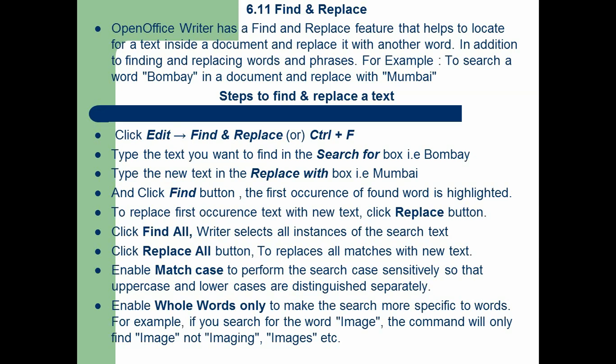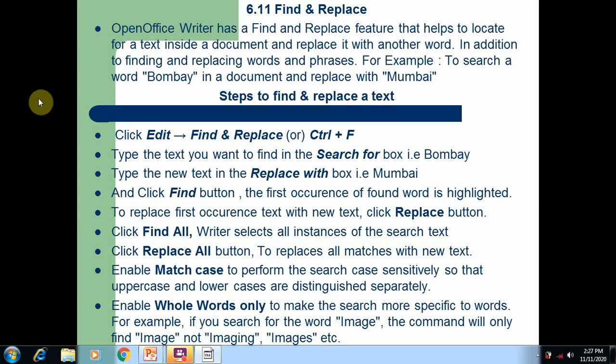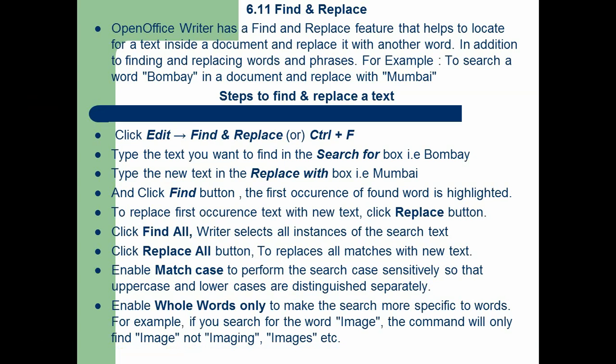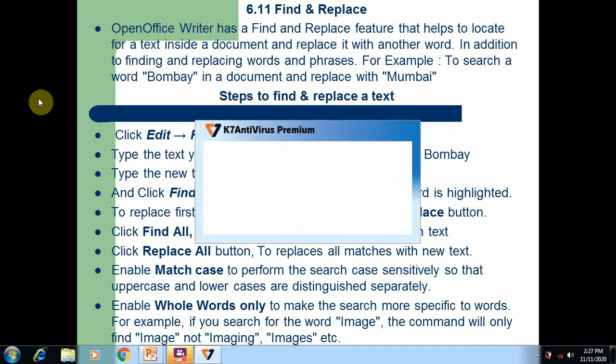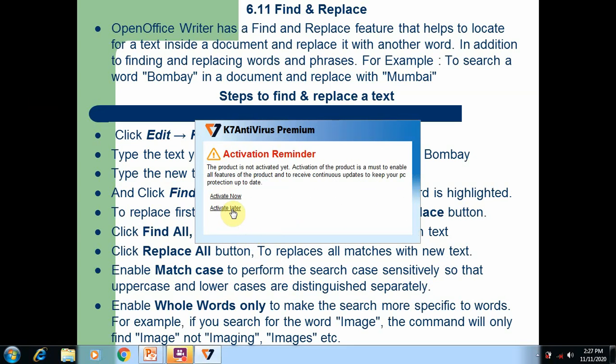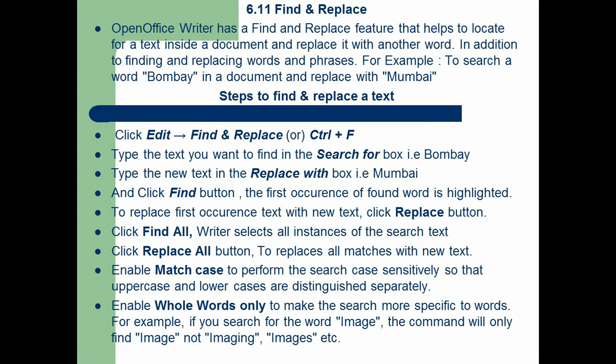Let's start our class. First, we will discuss one of the important features in all office oriented softwares, that is find and replace. In Open Office Writer, we can find a phrase and replace that phrase with a new phrase. A phrase, word, or sentence can be found through the following steps, by which we can identify the word and replace it. For that, we want to follow these steps.